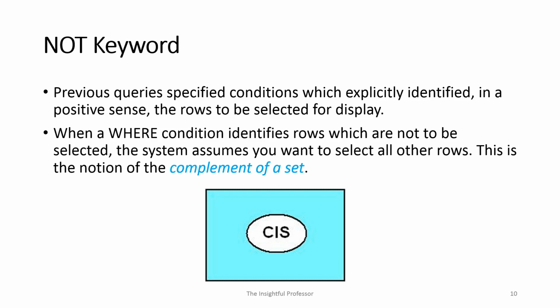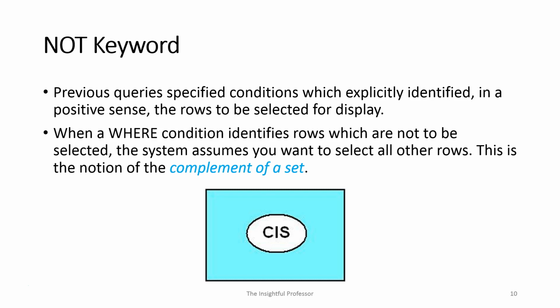Let's say that this box or rectangle represents all of the rows in the course table, the entire course table. So if you were to say select asterisk from course and omit a where clause, everything that is represented by this box or rectangle would be included in your result.